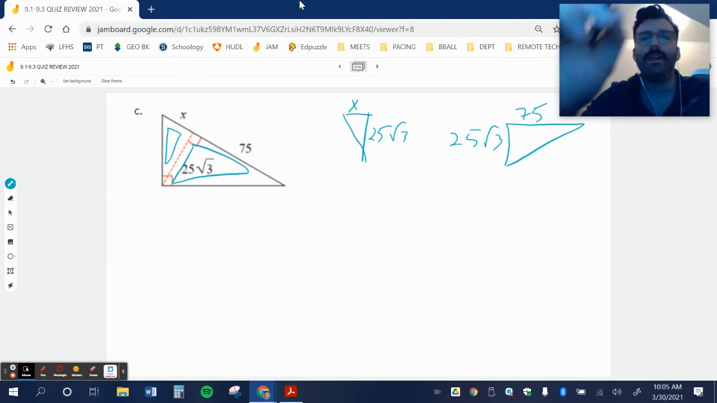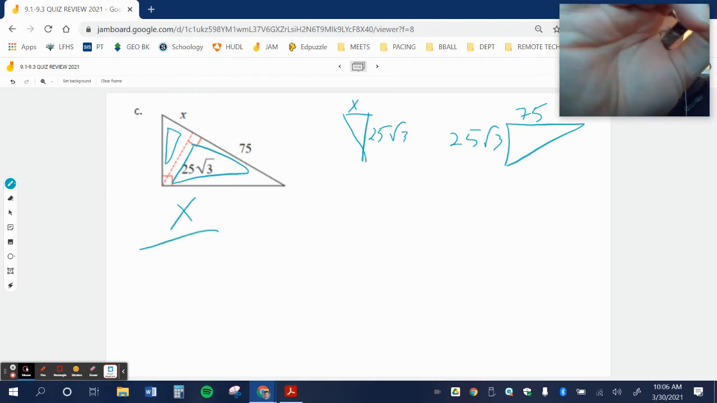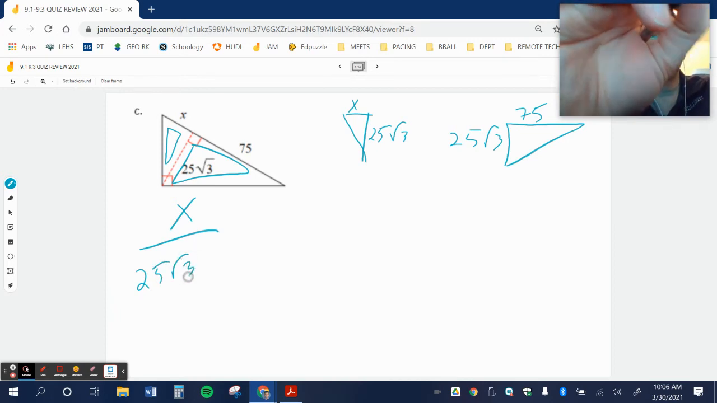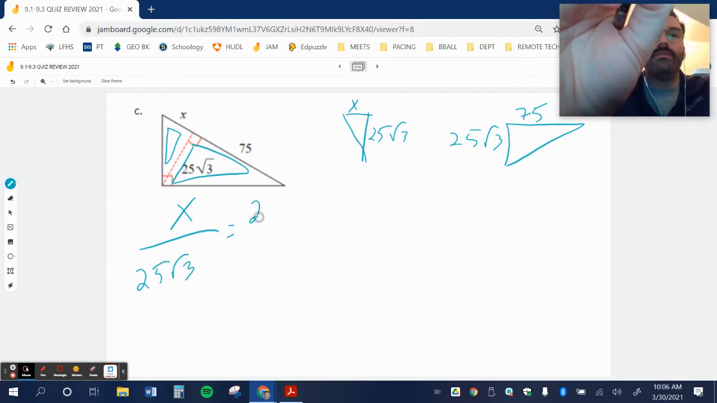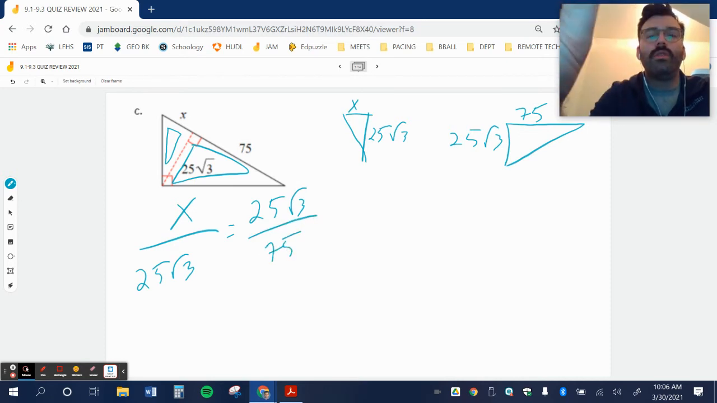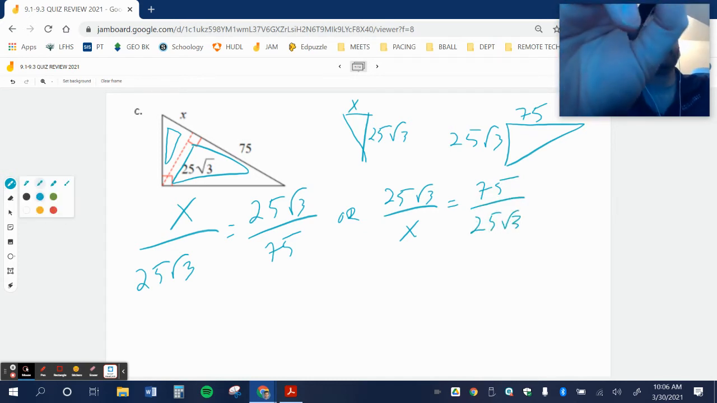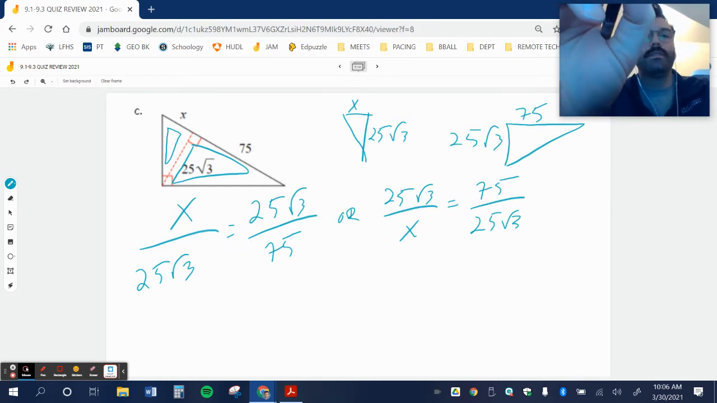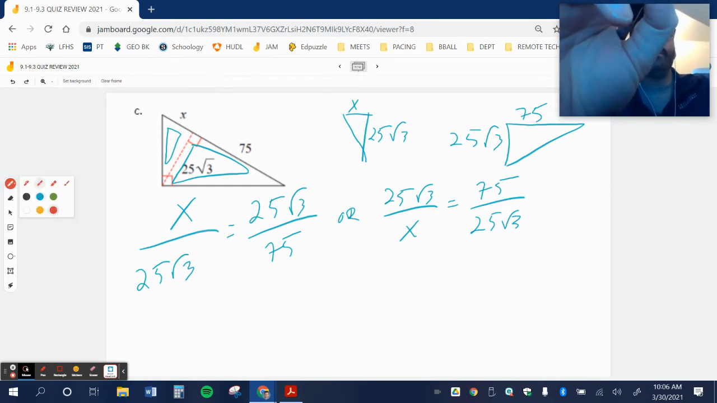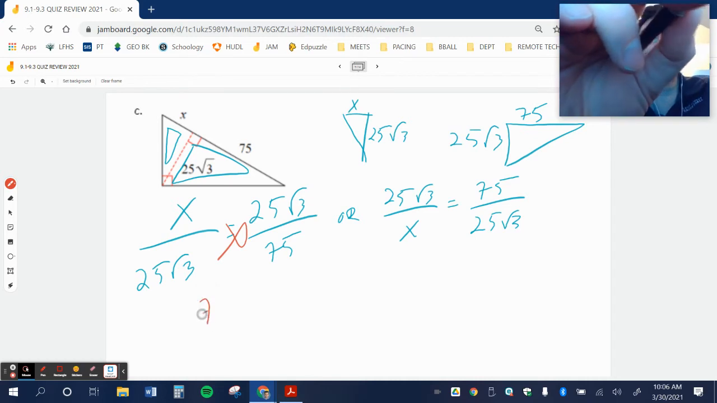Don't be afraid of the radicals. x over 25 radical 3 equals 25 radical 3 over 75, or 25 radical 3 over x equals 75 over 25 radical 3. Whichever one makes more sense to you is fine by us. Crisscross applesauce. Here we go.